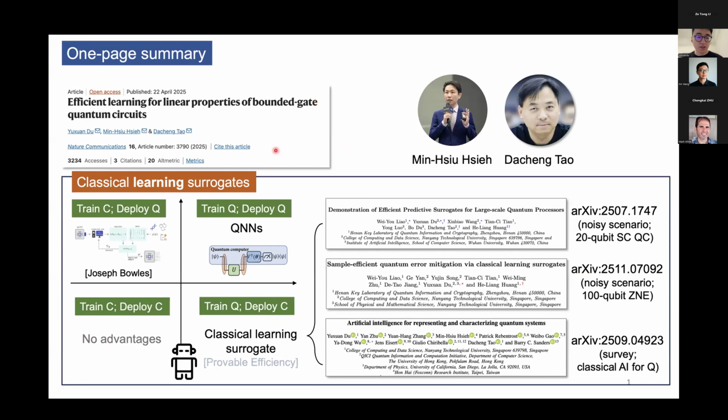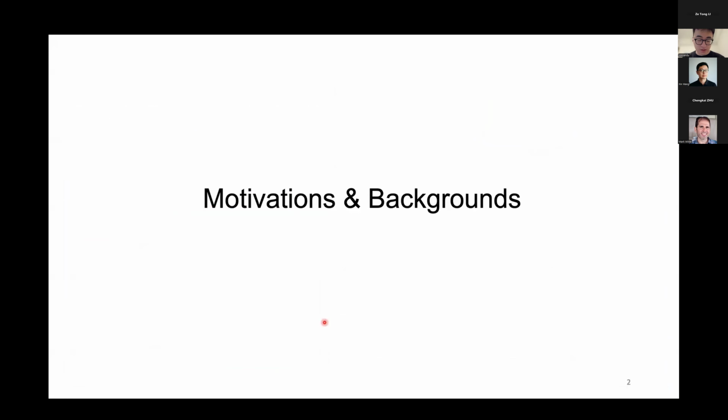obtain four categories. The first one is that both the training and deploying are conducted on the quantum side. A typical example in this category is quantum neural networks. The second category is training classically and deploying quantumly. The third one is training quantumly and deploying classically, and classical learning surrogate falls into this category. As we will see later, classical learning surrogate can indeed provide quantum advantages in certain problems. For classical learning surrogates, so far we have several results. Besides this work, at the very end of this presentation, I will also introduce three other works about classical learning surrogates. Okay, now let us start our presentation.